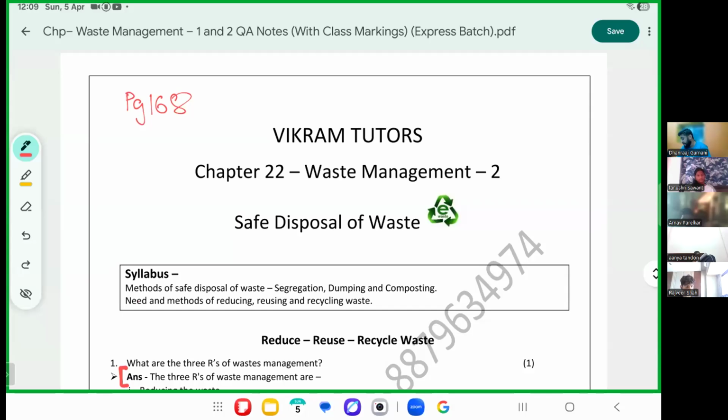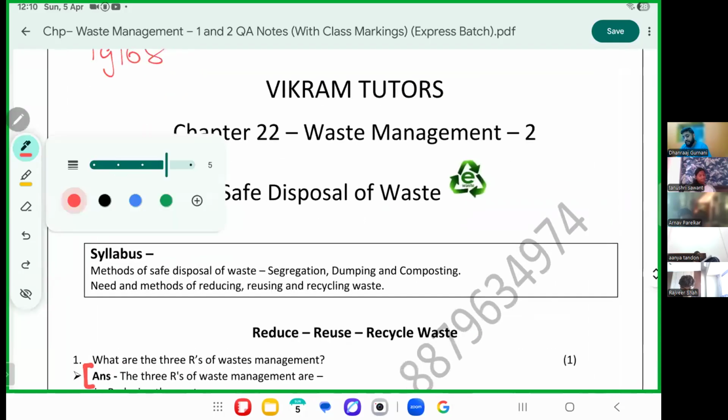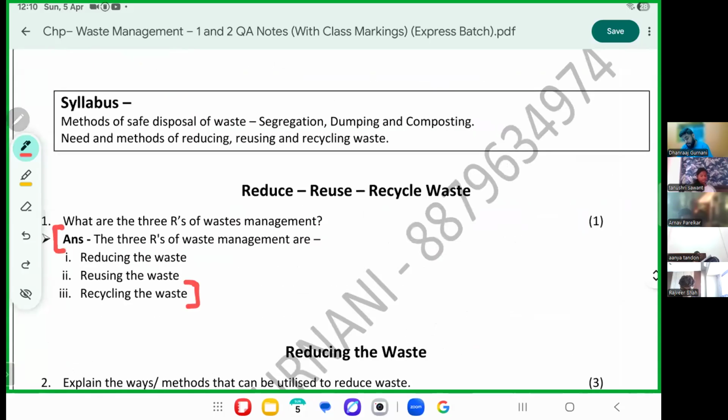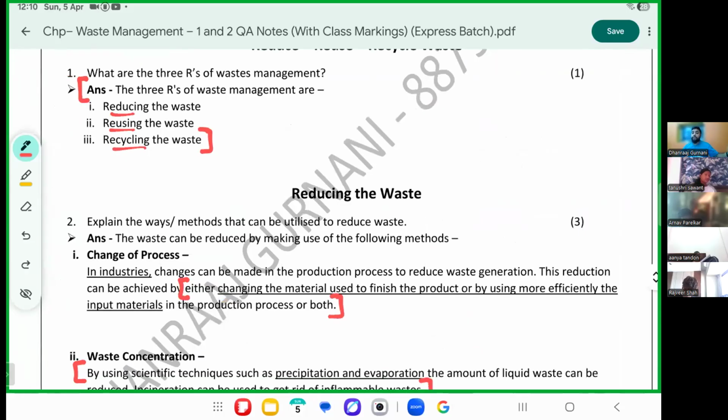Let's begin waste management part 2. We first introduce you to the 3 R's: reduce, reuse, and recycle. What is reduce? Reduce means to reduce the quantity of waste. How do you reduce the waste?